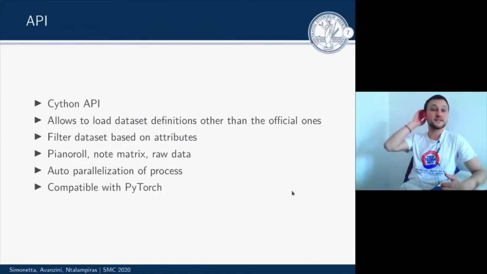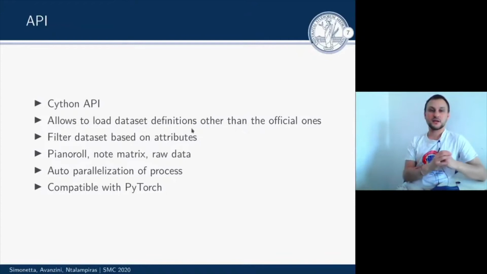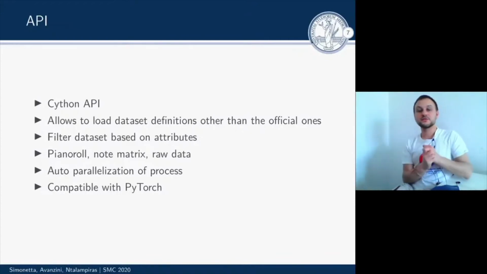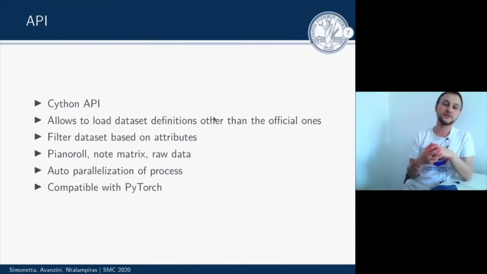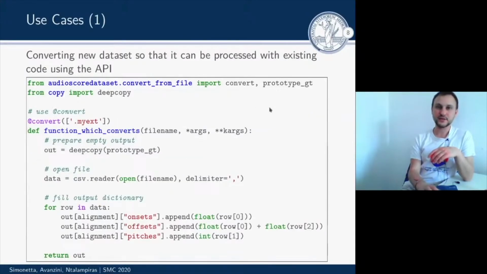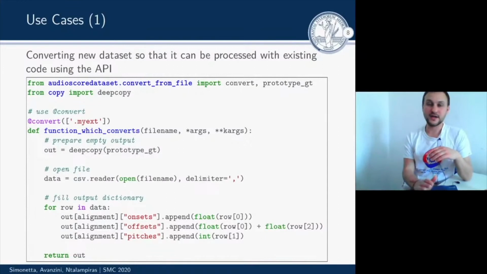The APIs are written in Python, but they are basically written in C. They allow loading different definitions other than the official ones. They allow filtering the dataset based on attributes, and retrieving data in different kinds, like piano roll or note matrix, like the MATLAB MIDI toolbox, or raw data. They allow parallelizing the computation over all the songs, and it's completely compatible with PyTorch. Now let me show you a couple of use cases.